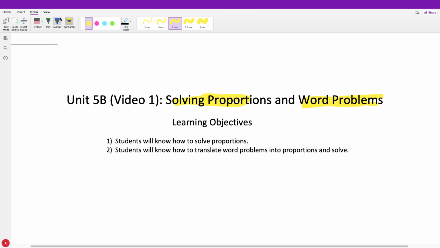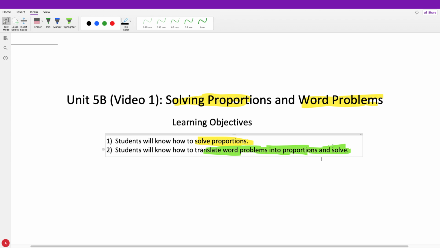All right, we're going to break this down into two different videos. And the first video is we're just going to focus on solving proportions. And for most of you, this is nothing that's new because we did this last year in detail. And the second video is going to be translating word problems into proportions and then solving them as well.